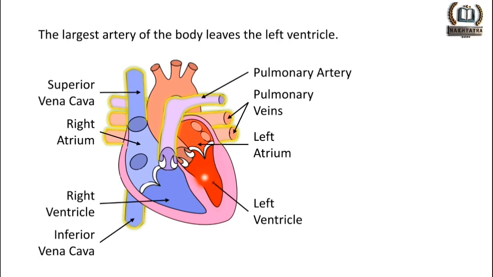Now see here, this is the lower left chamber. It is called the left ventricle, right? Now the largest artery of the body leaves the left ventricle. So this is an important point. Etia amar body largest artery dalok ki buli koy? Yes, it is called aorta. So this is called aorta.